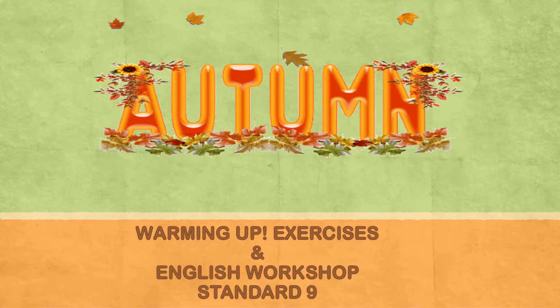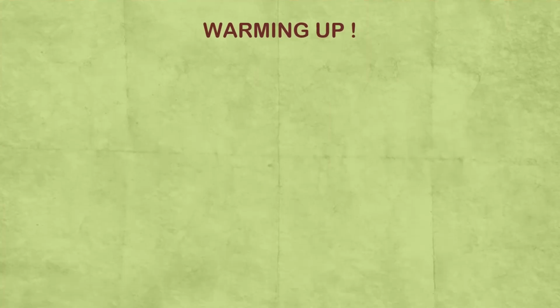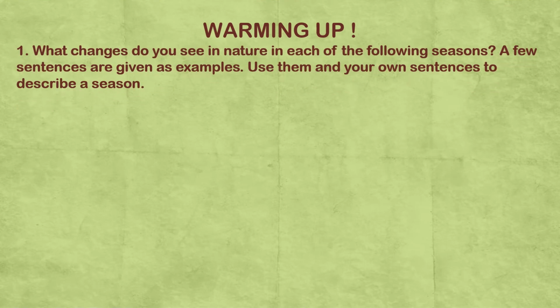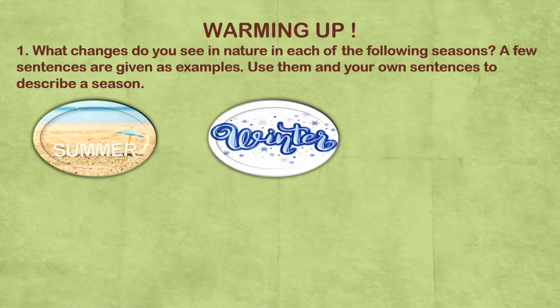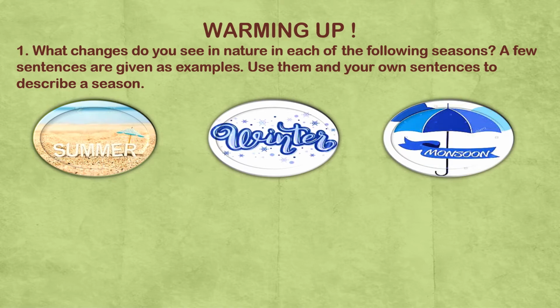and English workshop of the poem Autumn. We begin with the warming up exercises. What changes do you see in nature in each of the following seasons? A few sentences are given as examples in your textbook. Use them and then your own sentences to describe a season.